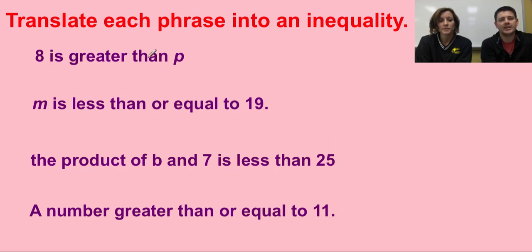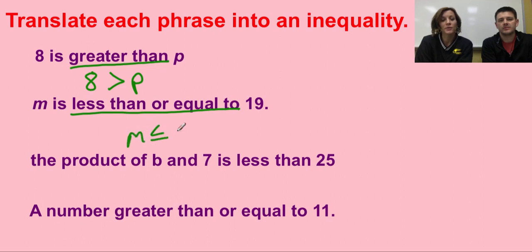It says 8 is greater than P. So we see the words greater than, and we know we want to use the greater than symbol. And then we just leave it in the order it is. 8 is greater than P. Sorry, M is less than or equal to 19. So let's just write it the way that it is in the math expression. M less than, line underneath for the equal to part, and 19.